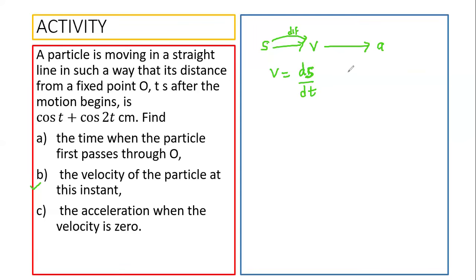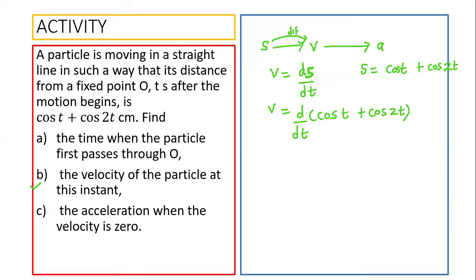In our past lesson, we looked at how we differentiate trigonometric functions. Can I have one person raise up the hand and tell us what we are going to get? I have d/dt of cos t plus cos of 2t. I want someone to raise up the hand and differentiate for us. Who's ready to differentiate that for us?